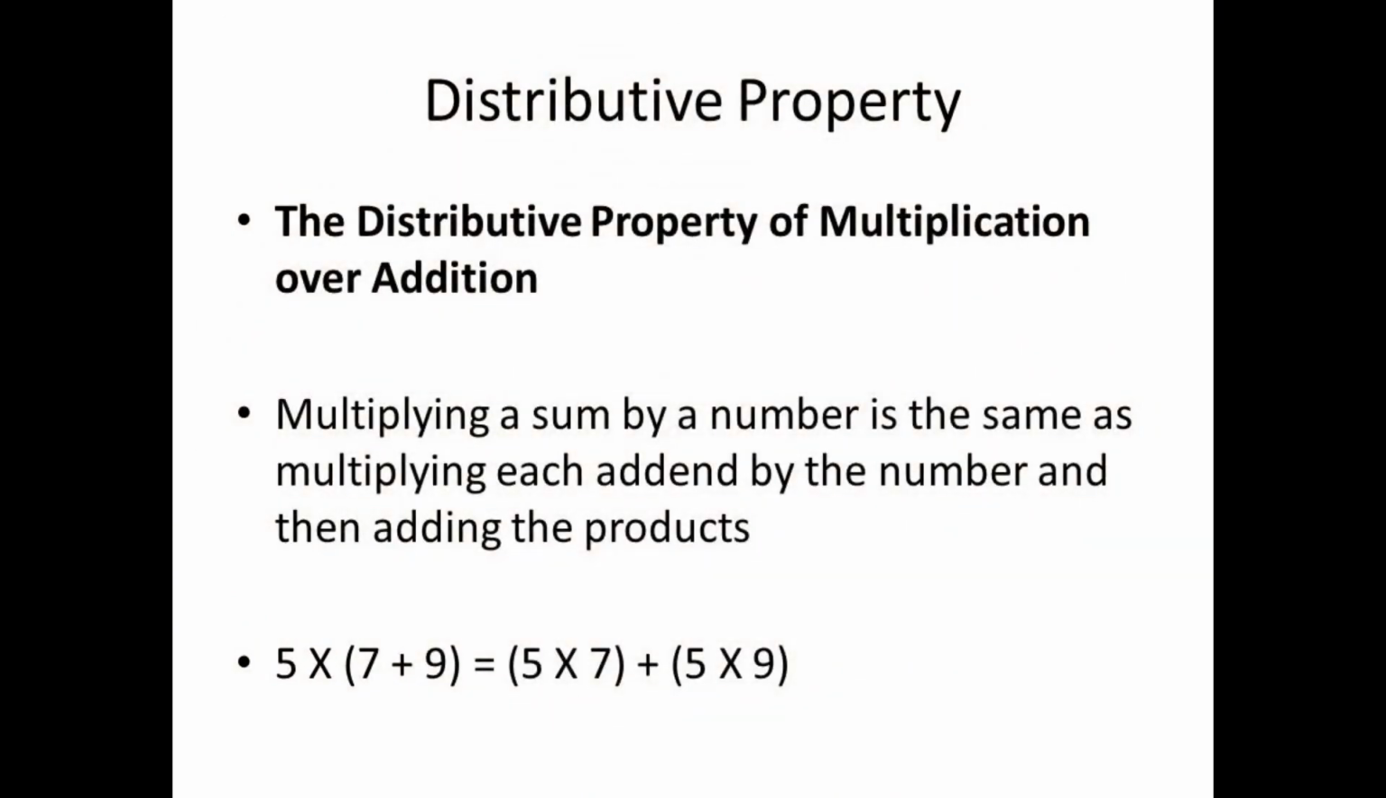The distributive property of multiplication over addition says that multiplying a sum by a number is the same as multiplying each addend by the number and then adding the products. For example, 5 multiplied by (7 plus 9) will be the same as 5 multiplied by 7 plus 5 multiplied by 9. That means 5 distributes over 7 and 9. And on solving both the sides, we will get the same answer. Hopefully it is clear to you.